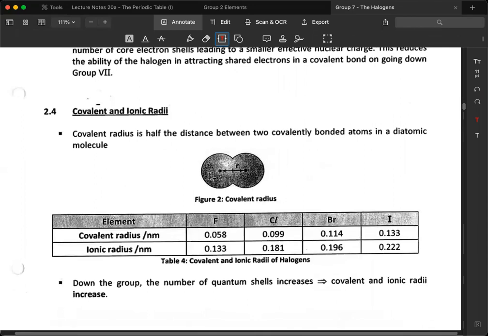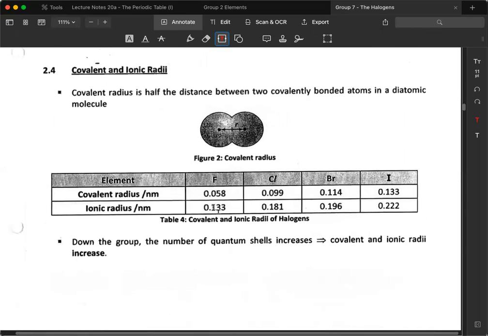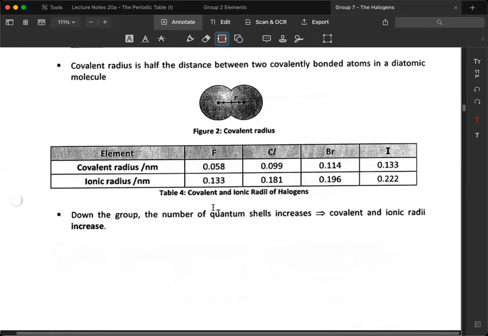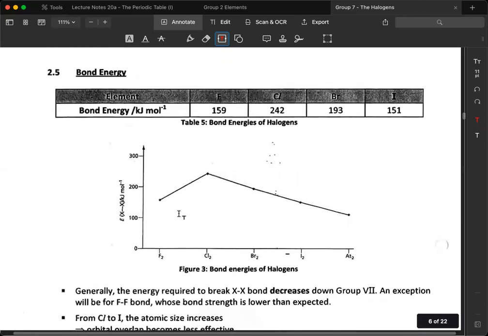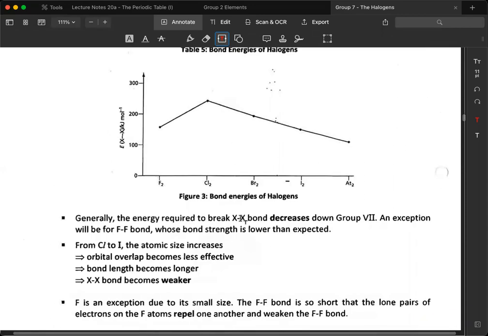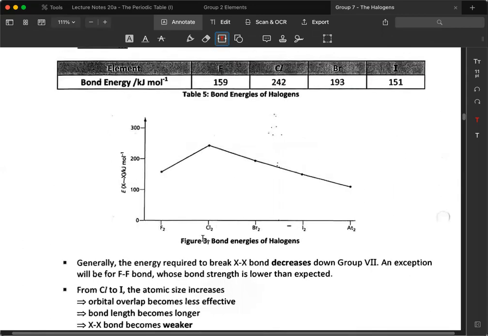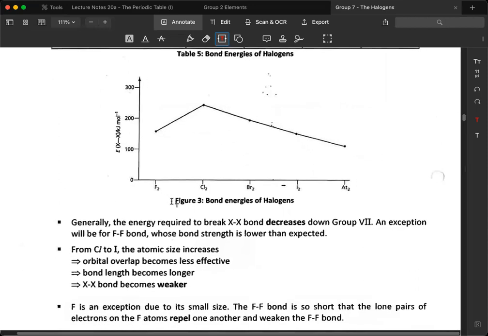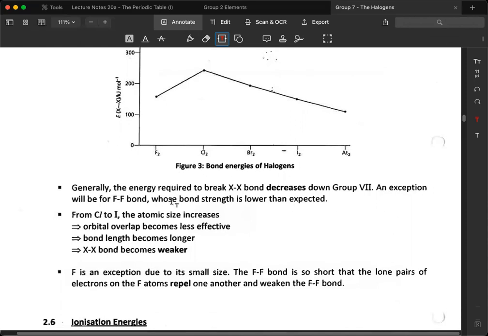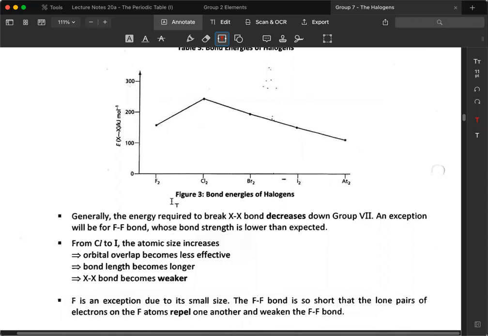Covalent radius is half the distance between two covalently bonded atoms in the diatomic molecule. Down the group, the number of electron shells increases, so the covalent as well as the ionic radii will increase. Bond energy-wise, in general, the energy to break the X-X bond will decrease down group 17. The exceptional case is the F-F bond, whose bond strength is lower than expected. It could be because of the small size, so there is repulsion between electrons that weakens the bond, which explains why the bond energy is rather low.